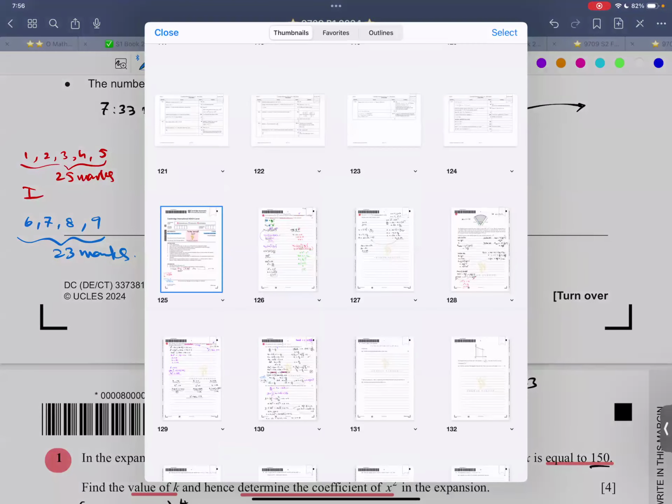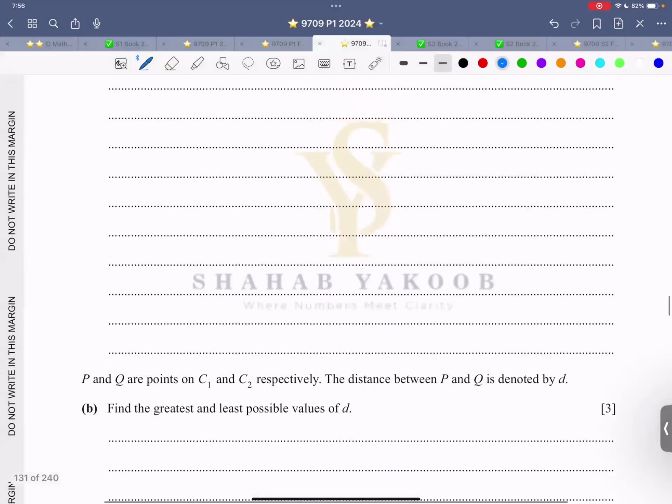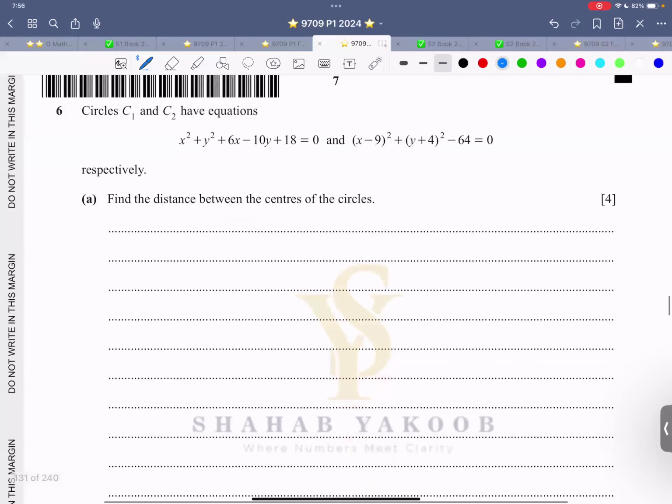So after I have relaxed, drank some water, just imagine I'm in the examination hall. And now I'm going to this question, which is question number 6. So let's get started. Now the questions are getting bigger. So I'll read the whole question because there are parts in it.